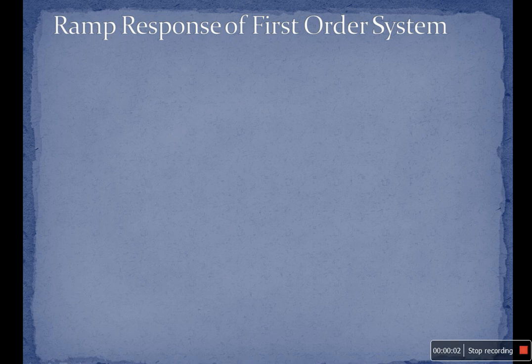Hello everyone. In this video I am trying to explain the ramp response of the first order system. Up to now we have discussed the impulse response as well as the unit step response. So for the first order system, if you apply the ramp signal, how will the response be? We are trying to analyze the ramp response with respect to time.